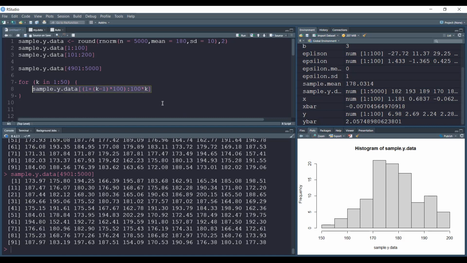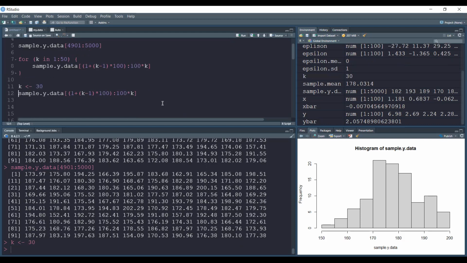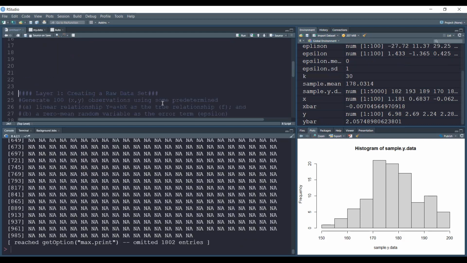Let's see if this works. A really useful thing is to just take an example. So for example, if k was the 30th data set, if k was the 30th data set, no, that hasn't worked, has it?